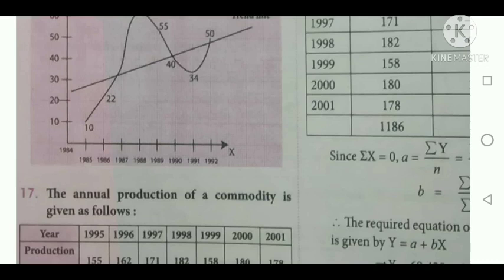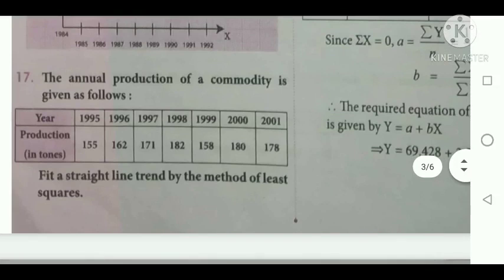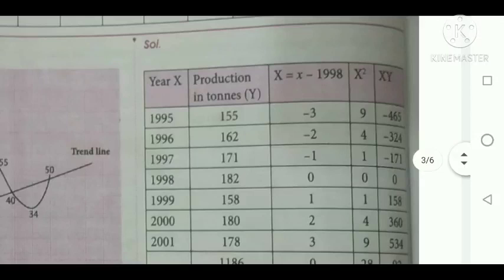Then next one, the annual production of a commodity is given as below. Fit a straight line trend by the method of least square. This is the important method asked in 5-mark question. So here the years are given as well as production given, but they are asking to fit a straight line trend by the method of least square. So we are using some formulas here.